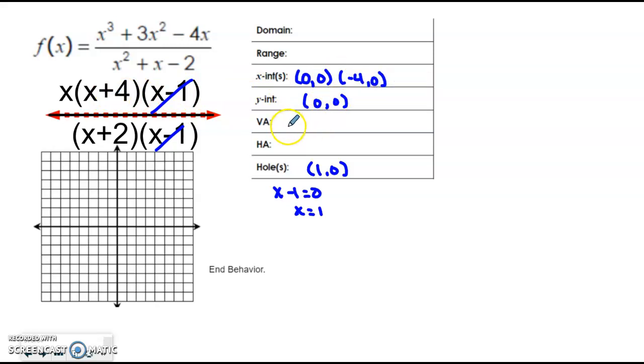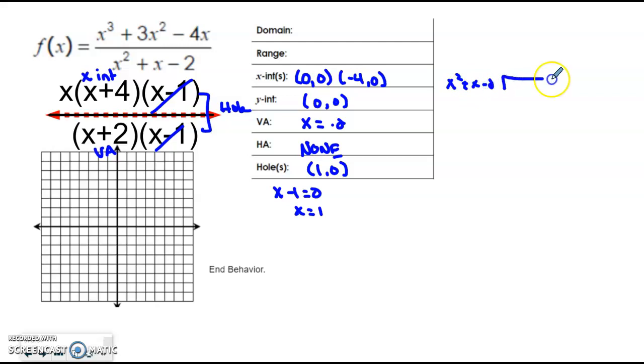Okay? Vertical asymptote: if I look at x plus 2, this other value is going to help me with the vertical asymptote. This is going to help me with the x-intercepts. This helps me with the hole in the graph. So in this case, the vertical asymptote would be at x equals -2. If you look at this case, the degree of the numerator is bigger than the degree in the denominator, so there is no horizontal asymptote. So that means there has to be an oblique asymptote, and we're just going to do some polynomial long division to find out what that is.